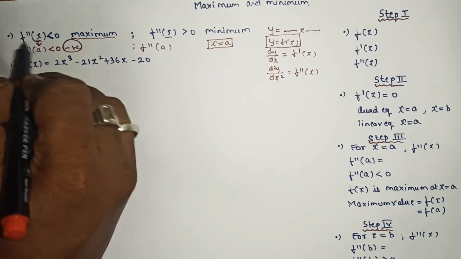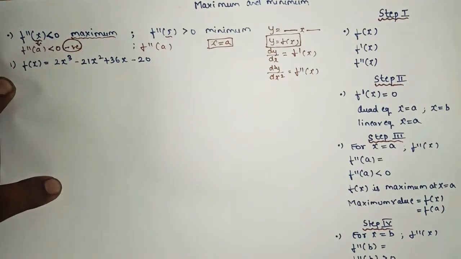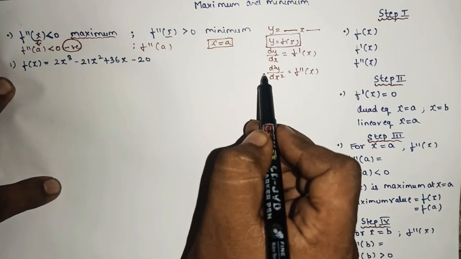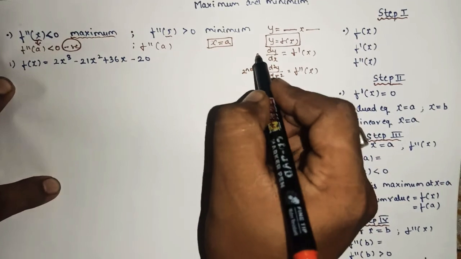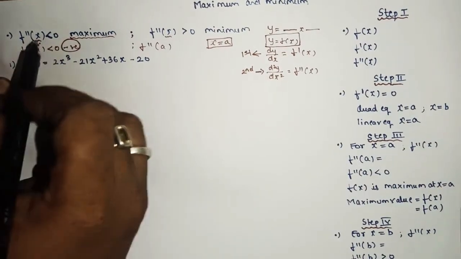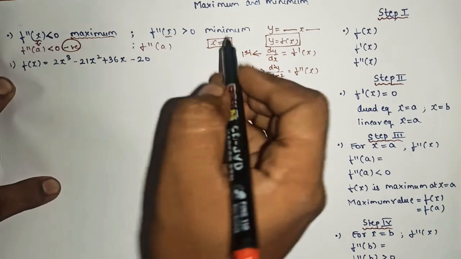When the second derivative, not the first derivative, listen here, it is not the first derivative, second derivative. So in simple language I will say, what do you mean by the maxima and minima? So this is known as the second derivative test, and this is known as the first derivative test.